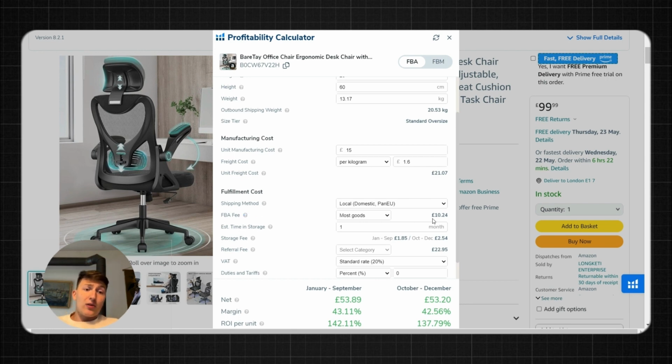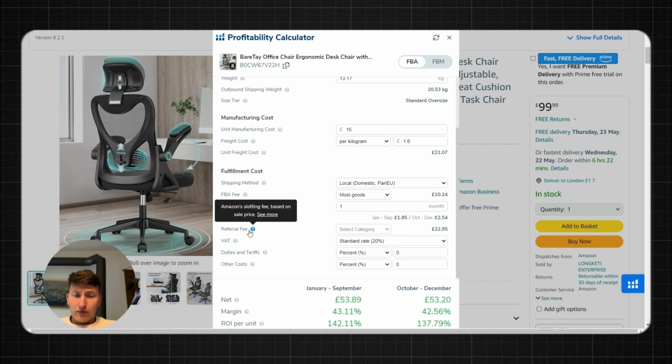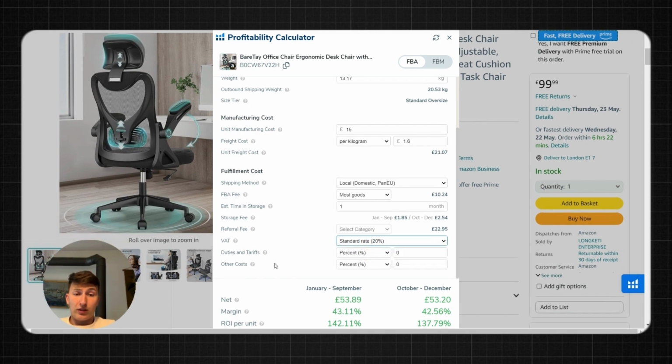So we have directly here the FBA fee. That's $10 in this example. We have the estimated time in storage, so we have a storage fee here. It is a bit higher, but it's not too high. We've calculated with it. And you have the referral fee, which, as told before, you pay to Amazon for using their service. Here you have the VAT, maybe the same rate, but here UK 8%. So that's calculated already. It has duties and tariffs and other costs.